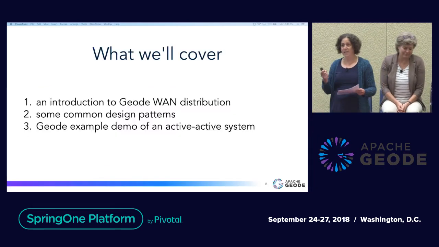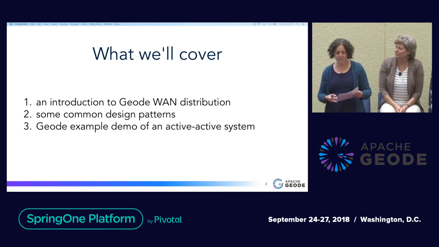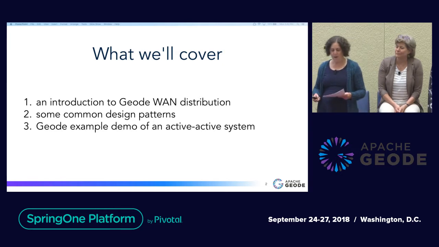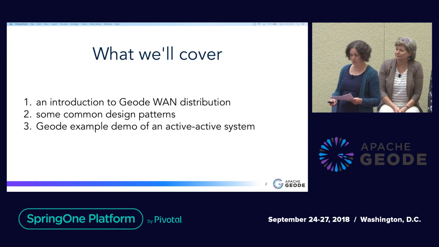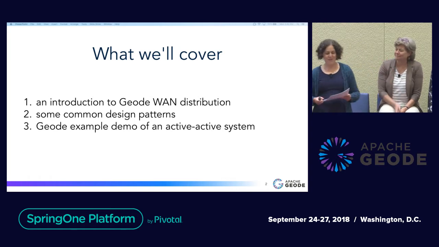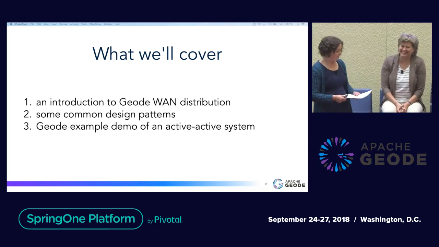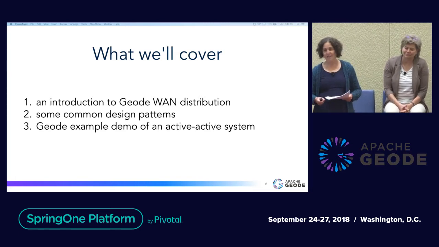This presentation contains 3 parts. We're going to introduce the WAN distribution feature, the problems it helps to solve, and how it works. Then we'll describe how you can apply the feature in ways that solve real issues. Last, Diane is going to work through, in a virtual way, we hope, the Geode example that demonstrates an active-active system.